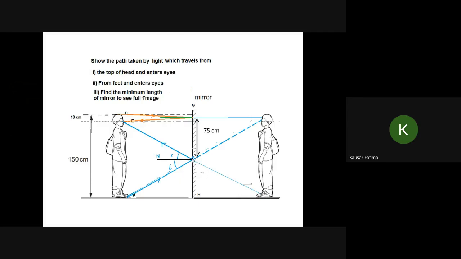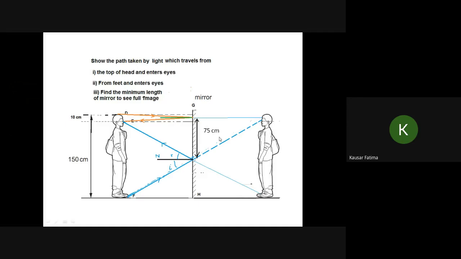Okay, the rays go this way, and this is of course not drawn to scale. This is just a sketch, but you have to remember the laws of reflection should be obeyed. Angle of incidence should be equal to angle of reflection. The page is given, you have to copy the diagram and do it in your notebook. This is the image of the person. Dotted lines show that it is the virtual image, and rays are not actually going this way. This is also a thin line.